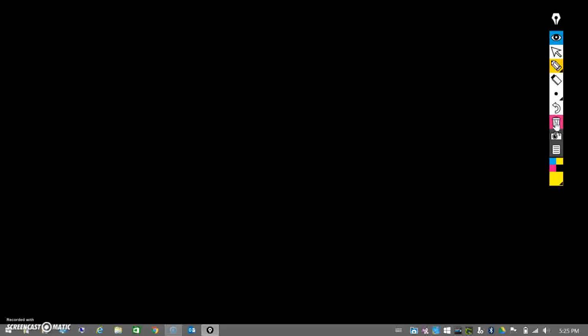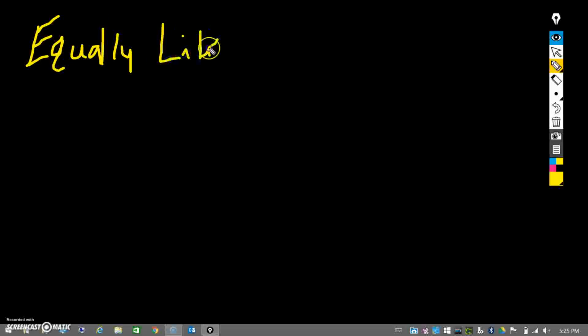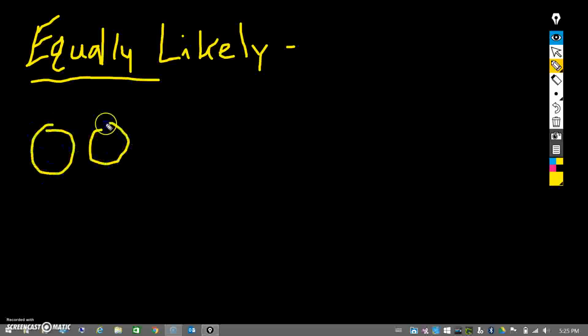So our last one, which is sometimes tricky, is equally likely. Okay? This just means that the chance of doing something is the same. So it's just like it's equally the same. All right, so let's draw a picture of that instead of writing a definition. So let's say I've got 2 yellow circles and 2 pink squares in a bag.